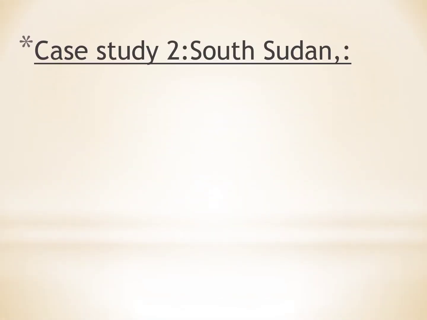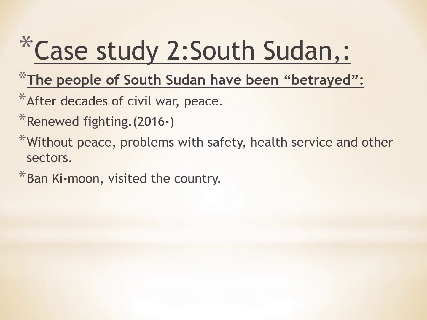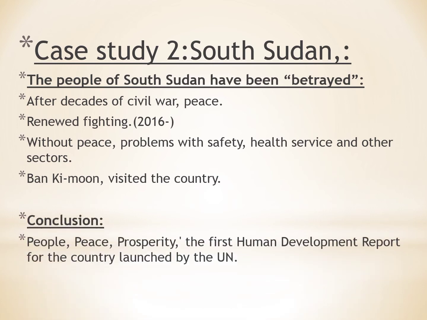Let's move to case study 2. Case study 2 consists of two parts. The first part is South Sudan. I would like to start with the situation as described by the United Nations. The people of South Sudan have been betrayed. After decades of war, peace appeared, but in 2016 the fighting renewed due to political instability. Without peace, there were problems with poverty, safety, healthcare, and other sectors. Because of the situation, Ban Ki-moon, Secretary General of the United Nations, visited the country to solve the problems. The solution was that they offered South Sudan to enter into People, Peace, Prosperity, launched by the World Bank, to repair problems, but it's still in progress to fully correct every aspect of their problems.